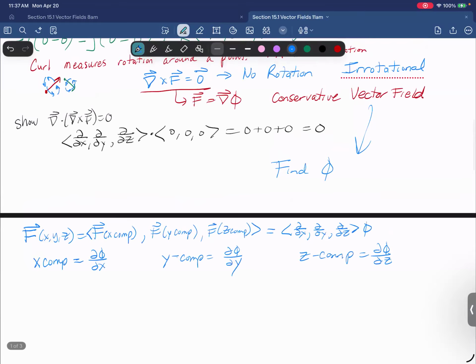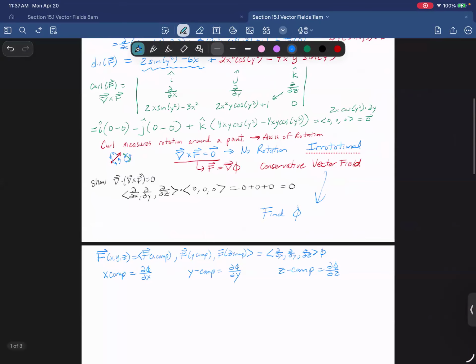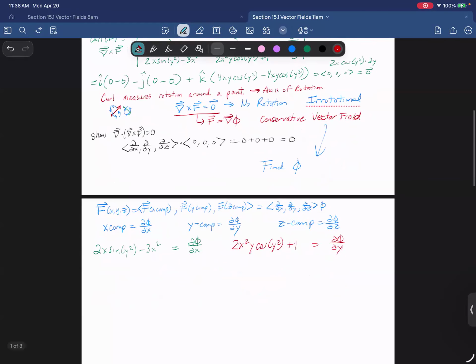Which means if we look at our original function here, the x component was 2x sine y squared minus 3x squared. That should equal d phi dx. And then I'm not going to do the z component because there was no z component. It was 0. 2x squared y cosine y squared plus 1 should equal d phi dy. And our goal is to find phi of x, y.